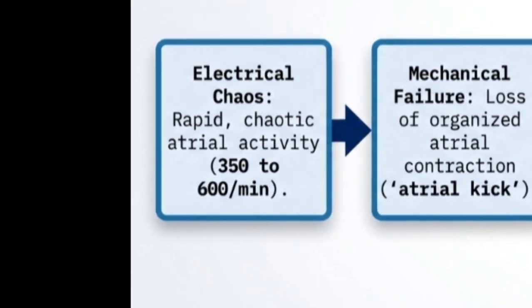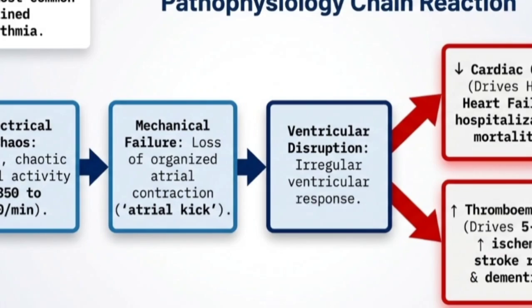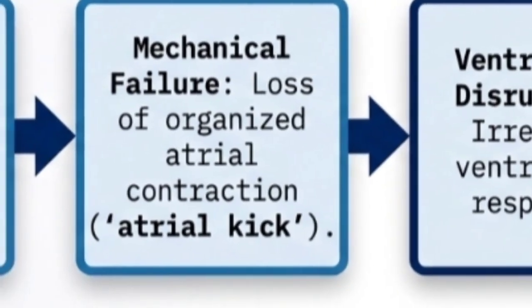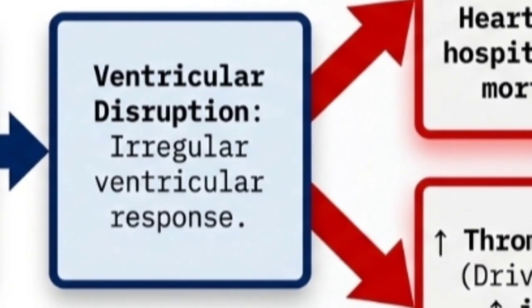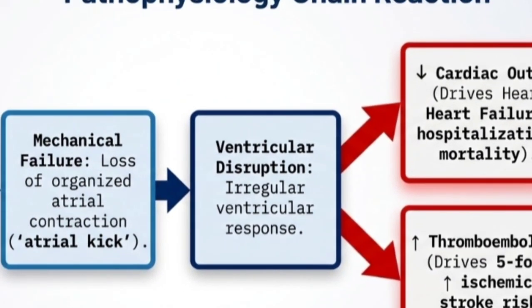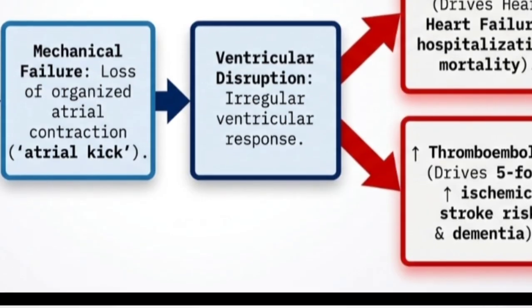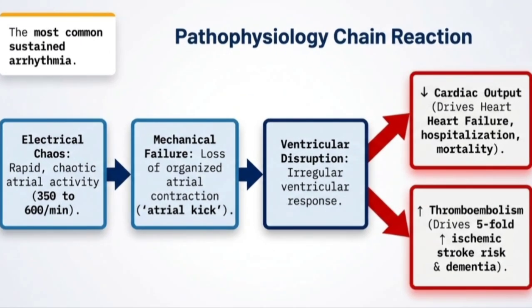The electrical chaos is rapid chaotic atrial activity, 350 to 600 per minute. Mechanical failure is the loss of organized atrial contraction, the atrial kick, and ventricular disruption is an irregular ventricular response. That obviously will lead to low cardiac output, which will lead to heart failure, hospitalization, and mortality, and increased risk of thromboembolism, up to a 5-fold risk of ischemic stroke and dementia in these patients.